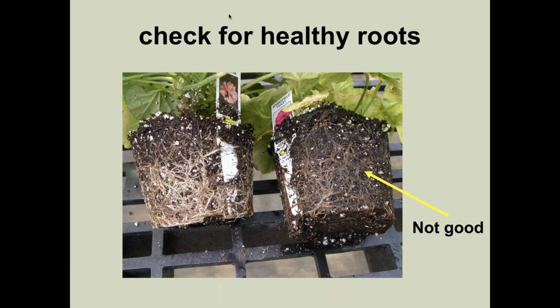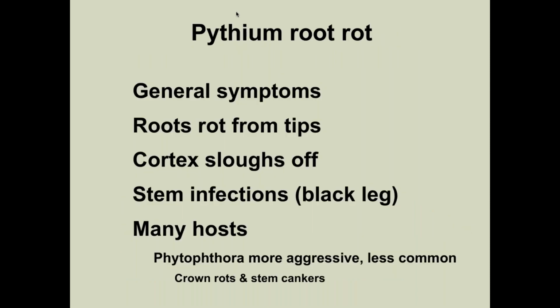If you're seeing what look like nutritional deficiency symptoms, before you even start with a pour through, pop the plant out of the pot and see if the roots look healthy. In this case, the ones on the left look pretty good, but the ones on the right are very water-soaked, dark colored, not healthy. This is Pythium root rot.